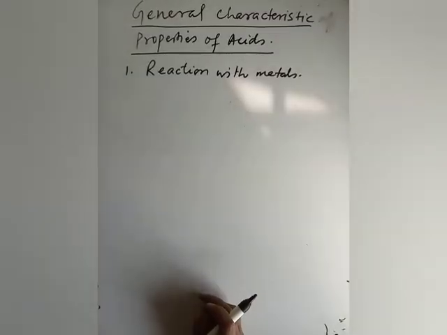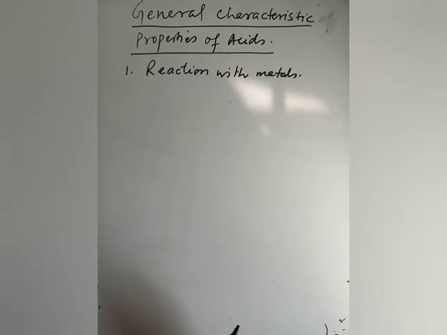Hello, I'm just going to explain about the general characteristic properties of acids. I'm leaving the physical properties. Acids are sour in taste. They do have the litmus test. It changes blue litmus to red like this. And methyl orange turns red in acidic medium, etc. But I will start with the reaction with metals. Acids react with active metals like zinc, magnesium, etc., with the evolution of hydrogen gas.